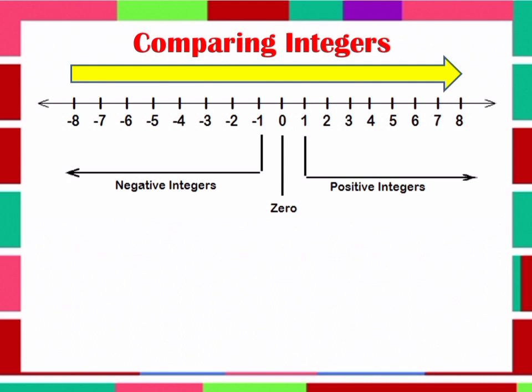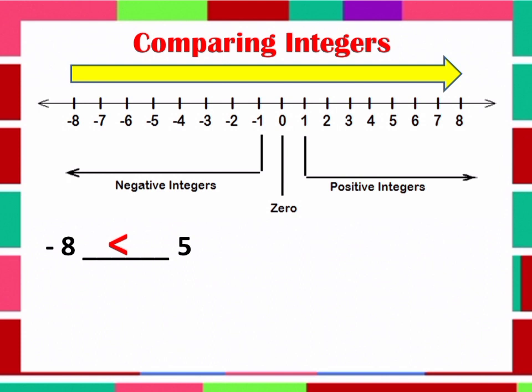So for example, we have negative 8 and 5. Is it less than, greater than, or equal? So the answer is less than. Why less than? Always remember that any negative number is less than any positive number. At saka kung napapansin nyo class, sa number line, si negative 8 ay nasa left side ni positive 5. So, ibig sabihin, mas mababa si negative 8 kaysa kay 5.